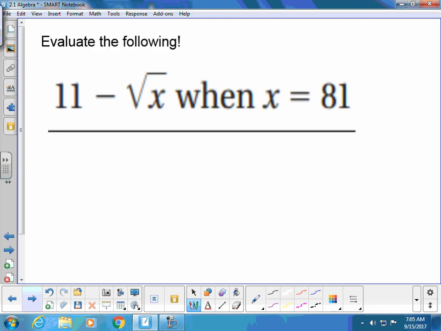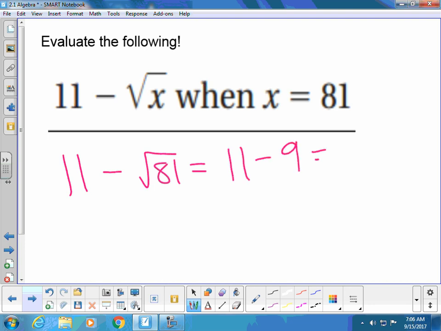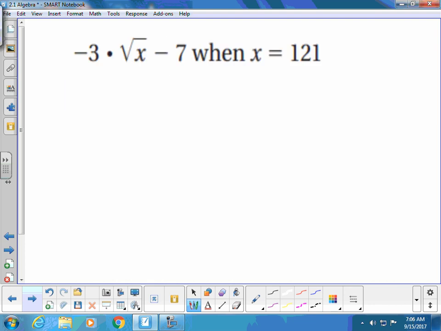Evaluate the following. 11 minus the square root of x when x is 81. So we're going to plug that 81 in for x like this and go ahead and solve it. So the square root of 81 is 9. So I'm basically going to take 11 minus 9 and get 2. All right, can you try the next one all by yourself?